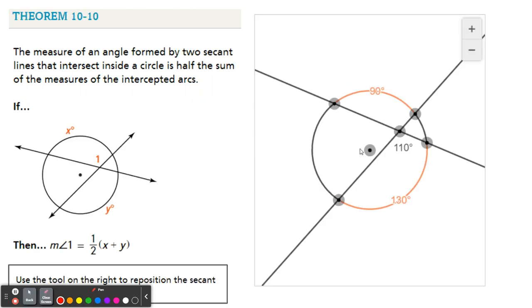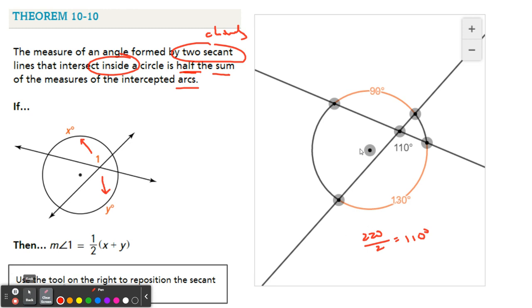Let's take a look at this slide. This is your formula introduction. The measure of an angle formed by two secants, or it could be chords, that intersect inside the circle is equal to half the sum of the arcs. Here's angle 1. It opens up to arc X. Its vertical angle opens up to arc Y. We add X and Y and take half of that. Here's your little interactive. If you take a look here, this is 130, this is 90, add those together, that's 220, and then take half of that, that's 110, and there's your angle measure.